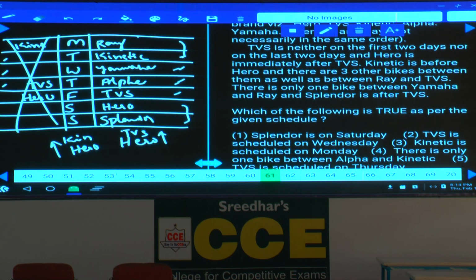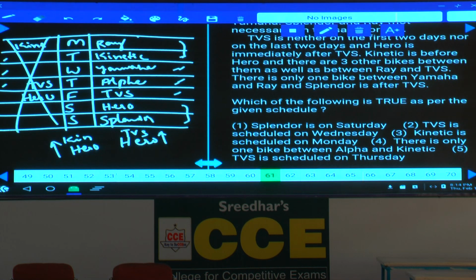Then question number 61. Which of the following is true as per the given schedule? Splendor is on Saturday, that is false because Splendor is on Sunday. TVS is scheduled on Wednesday, that is also false. Kinetic is scheduled on Monday, that is false. There is only 1 bike between Alpha and Kinetic. Alpha and Kinetic, there is exactly 1 bike. Choice 4 is the answer. 61, it is choice 4.